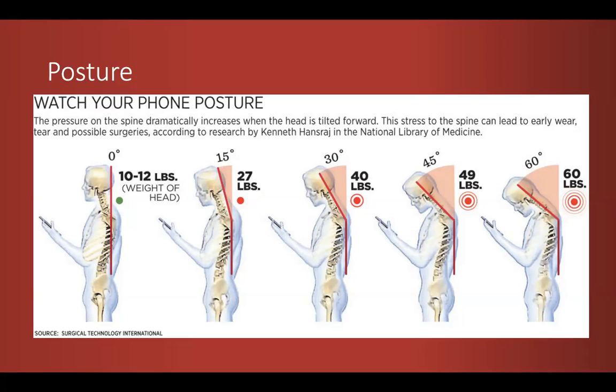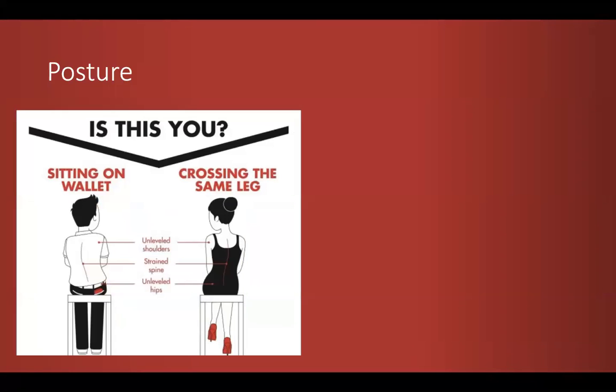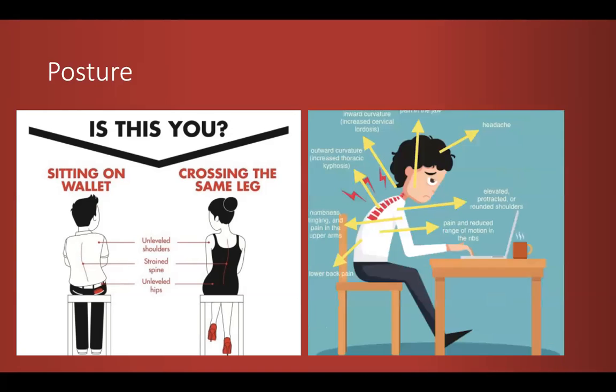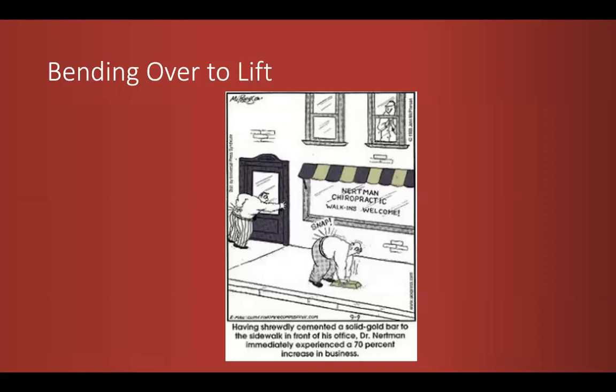And when you're taking your head from a vertical position to leaning forward, it goes from an equivalent weight of about 10 to 12 pounds to as much as 60 pounds. And that clearly will then put stress on the low back area. And so sitting on a wallet or crossing the same leg all the time will end up with uneven shoulders, strained spine, and uneven hips. And all this time we're spending sitting at the computer doing our notes, you'll see also tremendous stresses in the upper back, the neck, and of course the low back as well.